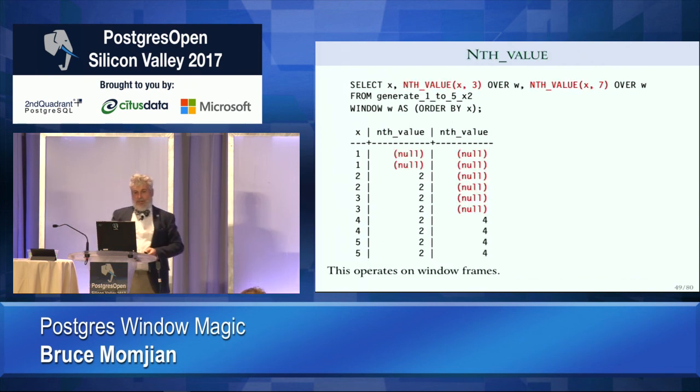And that's how I got the 5. Nth value, this gets a little more tricky. Give me the third value or the 7th value within my what? Frame. Thank you. Within my frame. Give me the 7th value within my frame. So the frame clause is effective here. Again, it's going to give you nulls for values that don't exist, and it's going to give you the value if it has it.